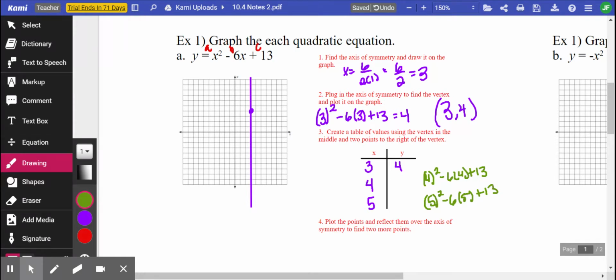So 16 minus 24 plus 13 gives me 5. So I have the point (4, 5) here. And then 25 minus 30 plus 13 gives me 8. So I'm going to go 5, 6, 7, 8, and over 1. And then the very last step is to reflect these across the axis of symmetry because that axis is just like a mirror. So they should match on both sides. And then you can go ahead and draw your parabola. Hopefully yours is a little bit more smooth than that one.